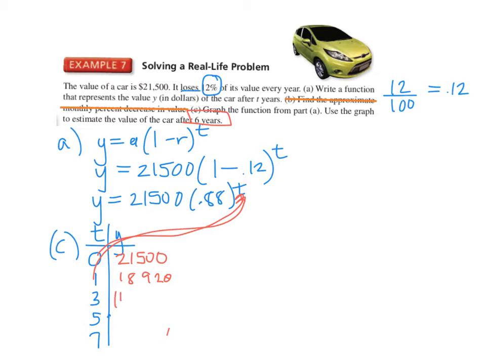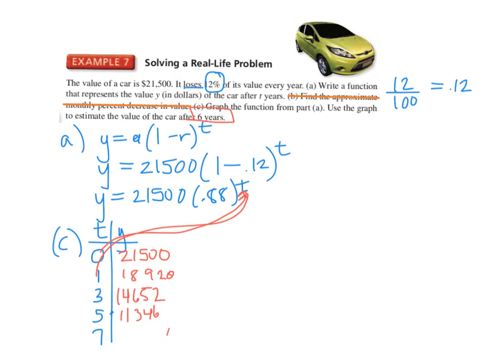So for 3, I get 14,652. For 5, 11,346. And then for 7, I plug that one in and I get 8,000. Oops, I get 8,786.50. So now I can finally make my graph.